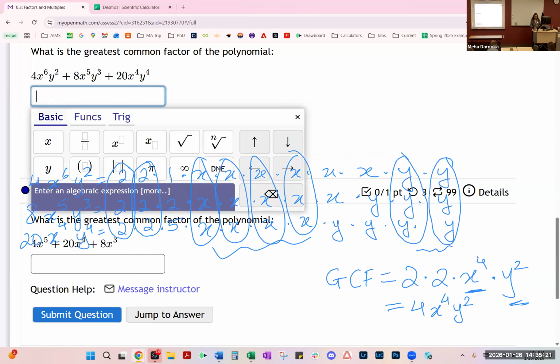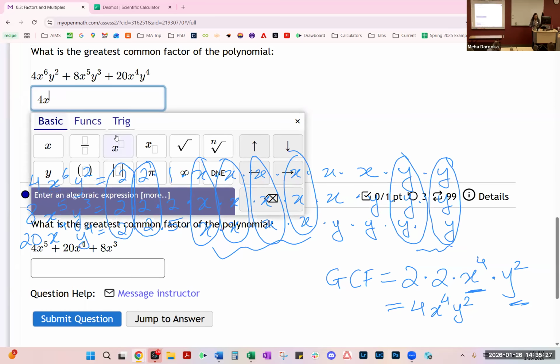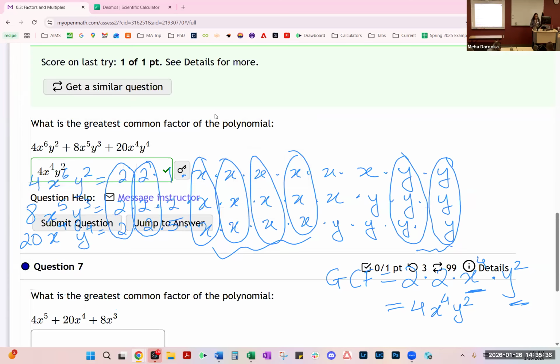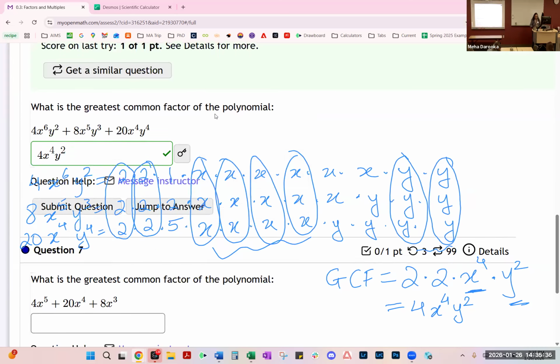And we can put this guy in here. So 4x to the 4th and y to the 2nd. 4x to the 4th, y to the 2nd. Let's check that. And he looks good.